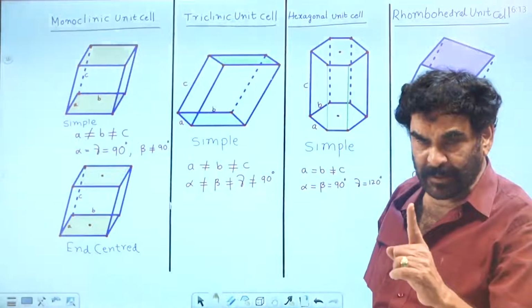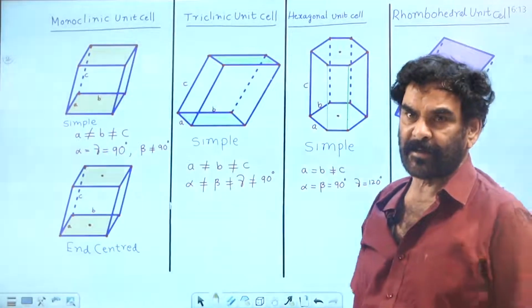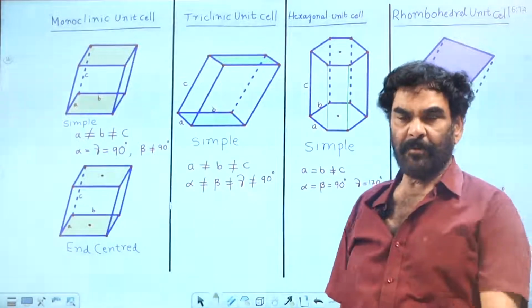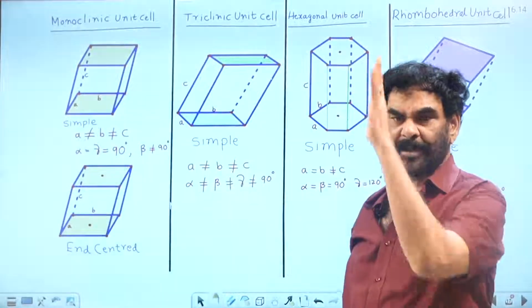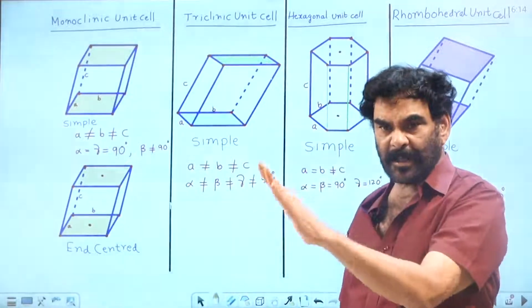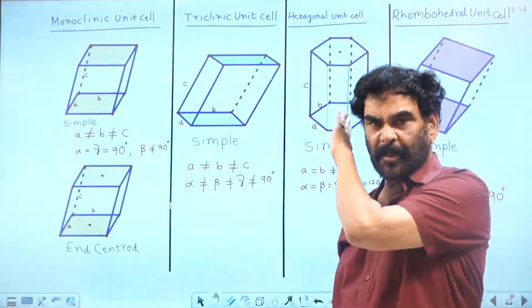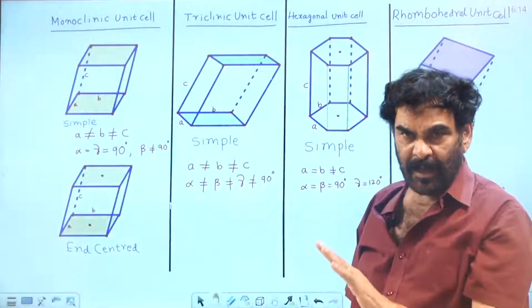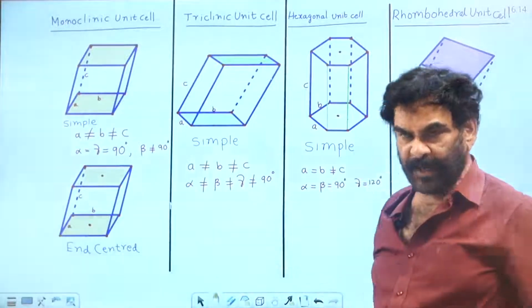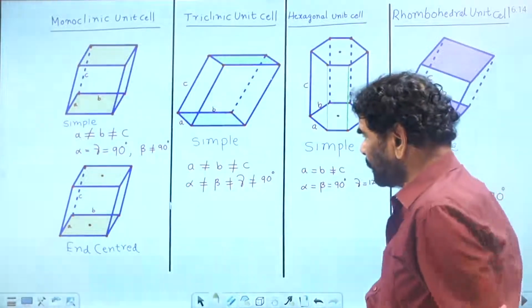When I say the word simple, that means lattice points are present only at the six corners, not at the other points. Body centered means lattice points are present at the corners plus the body center. Face centered means lattice points are present at the corners and the six face centers. For triclinic, only the simple unit cell is possible.